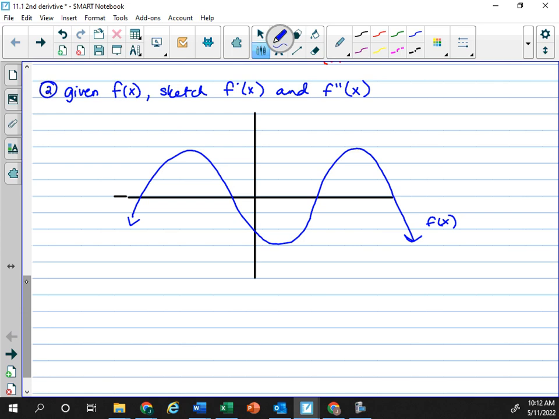Now, remember to think about critical points. Where do they come from? What do they tell you? You can do it algebraically. It's doing it graphically that's harder.